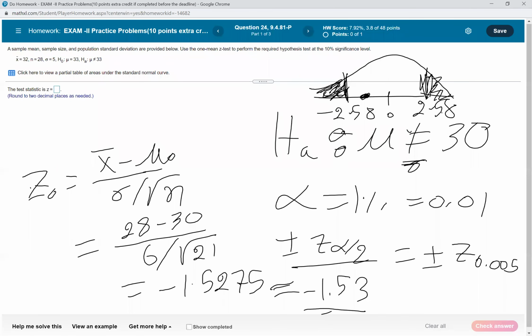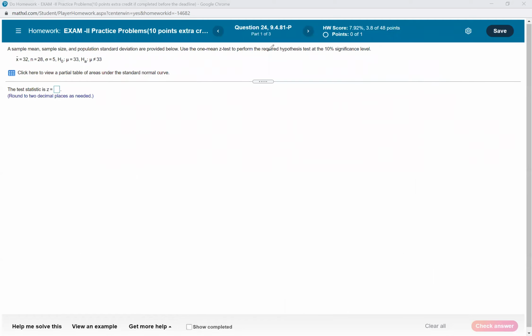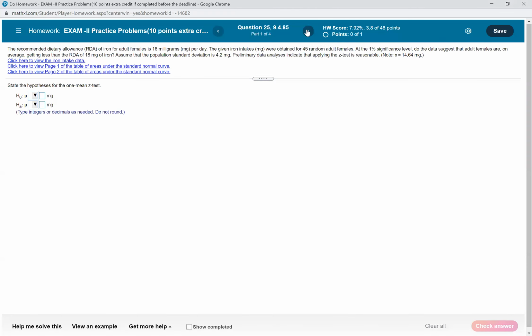Okay, so let me clear all the drawings. This is a similar example. This is also two-tailed, so I'm not going to go over this one. The recommended dietary allowance, RDA, of iron for adult females is 18 milligrams. I think we went over this problem in the lecture class, and I also recorded the lecture.